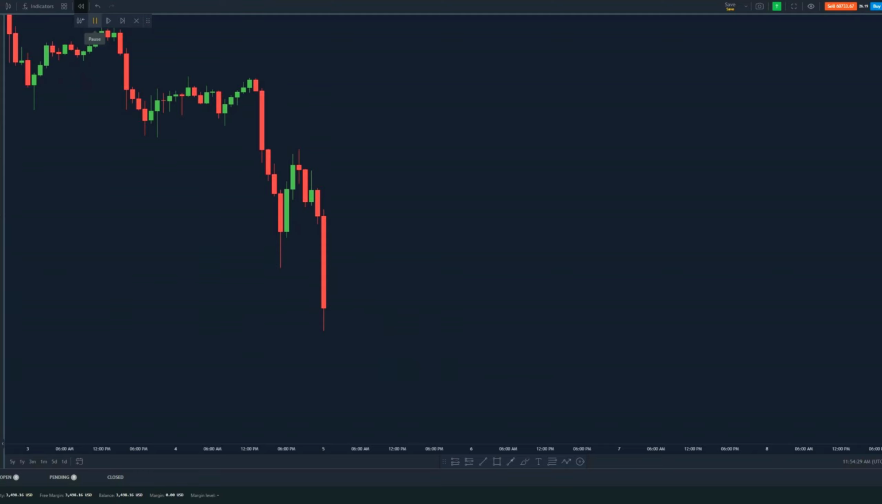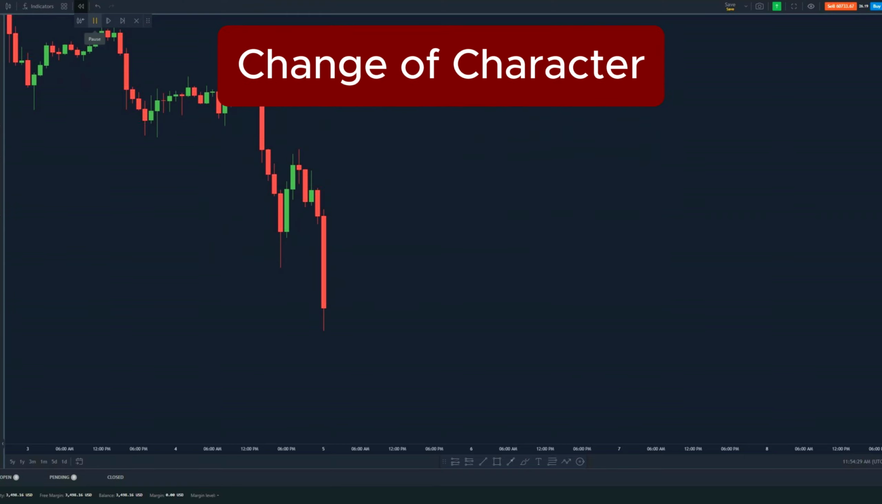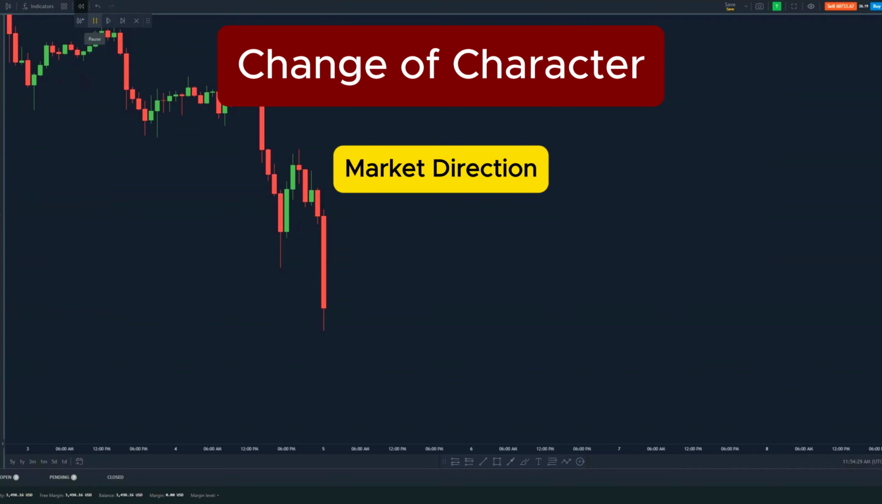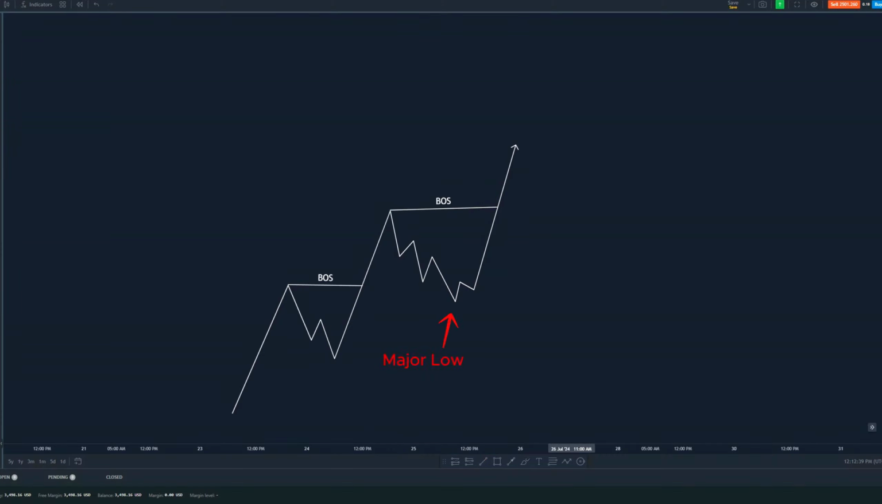Let's discuss change of character in depth. To identify a valid change of character, first you have to determine the market direction, which could be an uptrend or downtrend, and second, you have to mark the valid breaks of structure on the chart. For example, price is in an uptrend and creating breaks of structure. And this is the recent major low, and this is the major high.